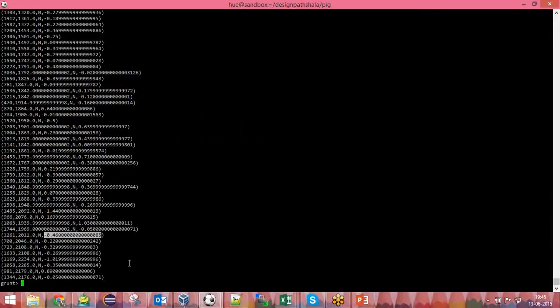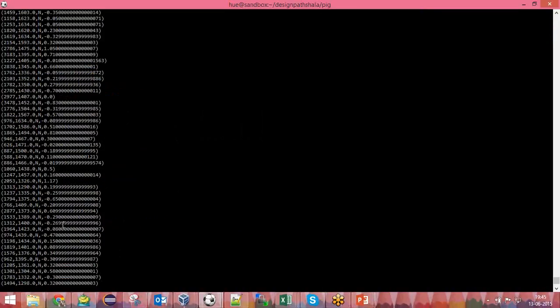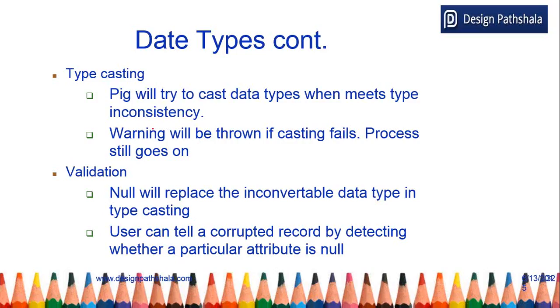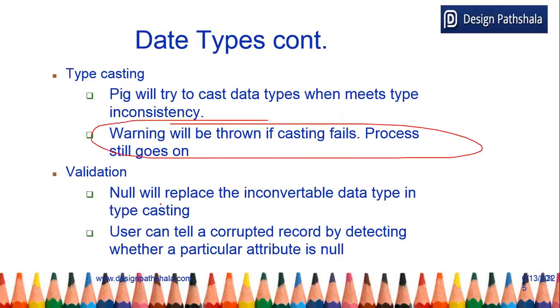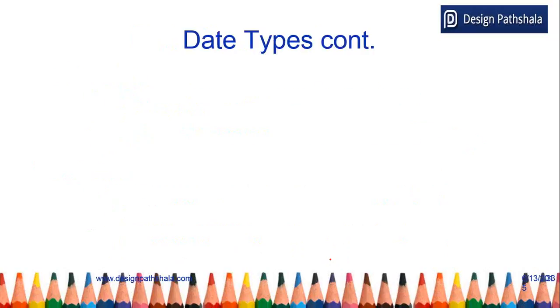So see the output. The last column is assumed as double, and so on. Pig will try to cast the data types, and when there is a mismatch a warning will be thrown. We have seen it will not throw validation issues or an error if it's not able to typecast to the corresponding data type. It will just convert that to null. Basically, for corrupted records, it will output null.